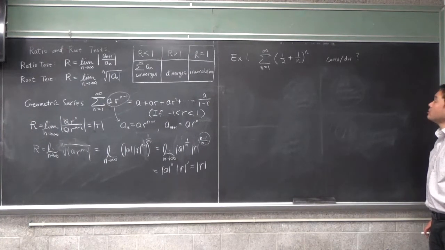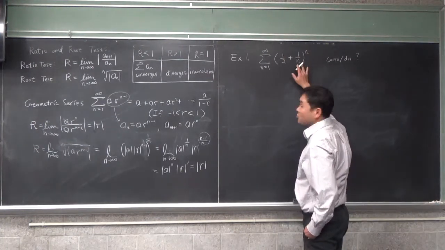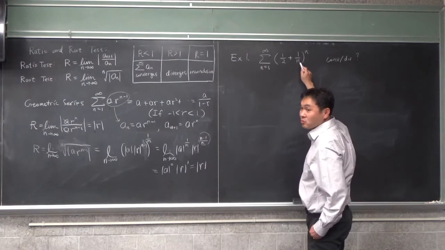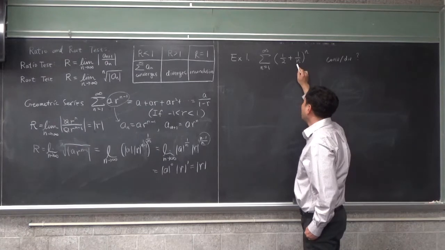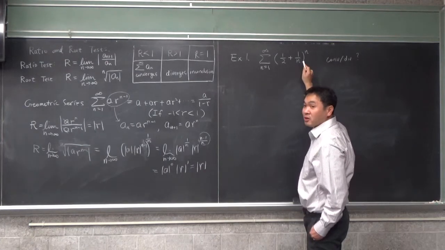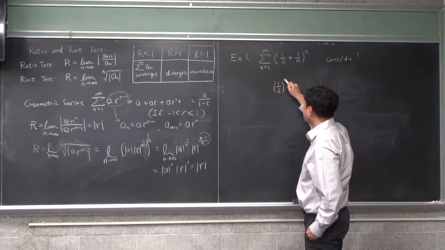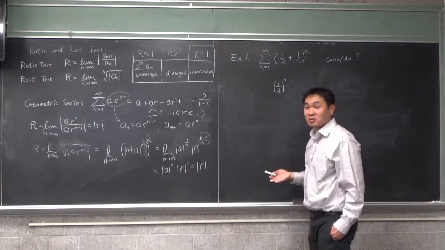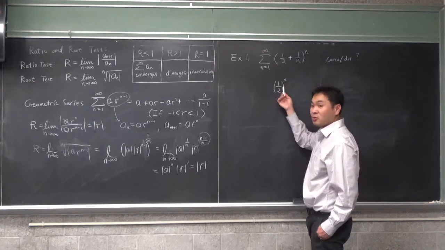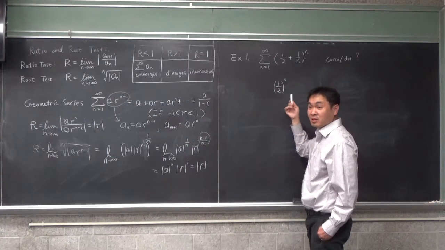So this one, let's try to think about what happens to this series when n is really big. If n is really big, 1 over n is like what? Almost 0, right? So for very large values of n, you're really looking at something like 1/2 to the nth power. What kind of series is this? Geometric. It's again geometric, right? Because as you increase the value of n, you have more 1/2 getting multiplied.